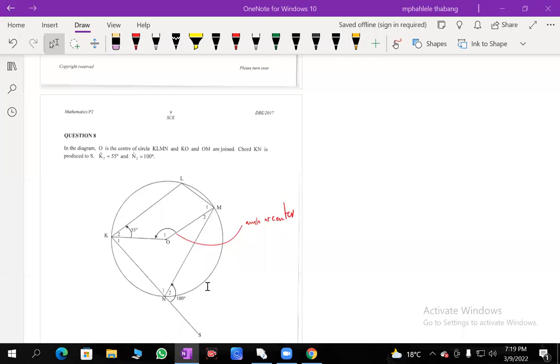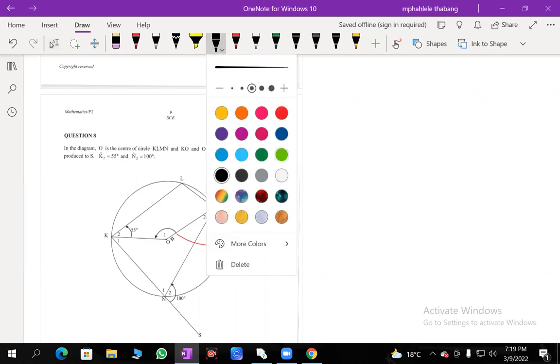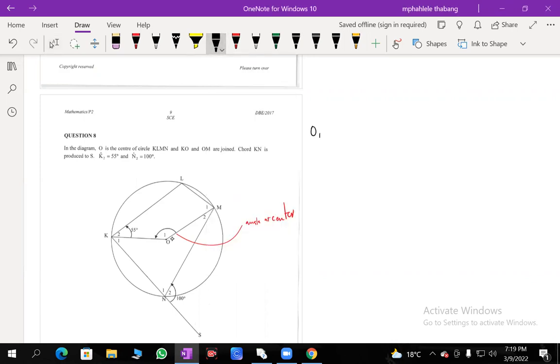Yes. Angle O1 is the angle at the center, so the angle at the center theorem will apply. In this case, it means that angle O1 is equal to twice angle N1. The reason being, remember in Euclidean geometry, you have to give the reasons why you say angle O1 is twice angle N1, because angle O1 is the angle at the center.